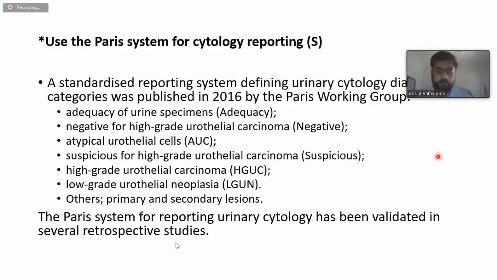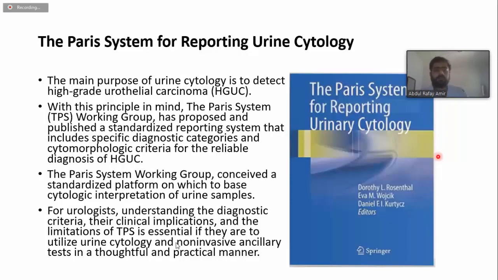So the Paris system of reporting urothelial cytology has been validated by several studies. A word on the Paris system of urine cytology. The main purpose was to detect high-grade urothelial carcinoma. So considering that in mind, they published a standardized reporting system that includes specific diagnostic categories and cytomorphologic categories for a reliable diagnosis of high-grade urothelial carcinoma. For urologists, understanding the diagnostic criteria, the clinical implications, and the limitations of the Paris system is essential if they are to be utilized in urine cytology or non-invasive ancillary tests in a thoughtful and practical manner.